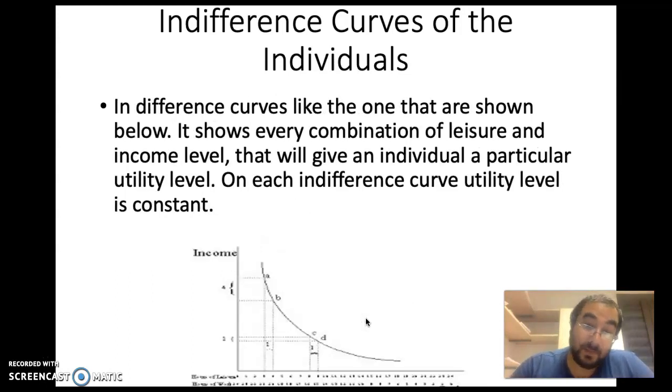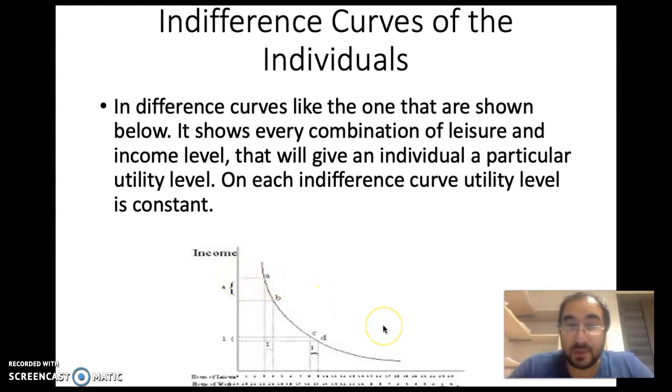And the indifference curve gets flatter as you move along the x-axis. Why? Because when you are close to the origin at the x-axis, you have a very little amount of leisure, but relatively higher amount of income.